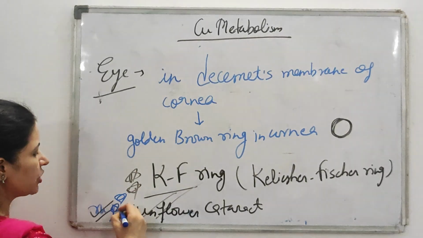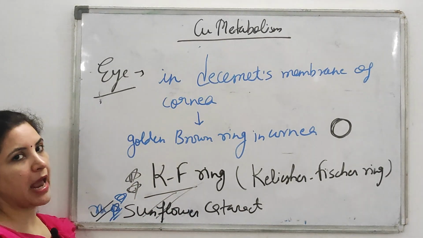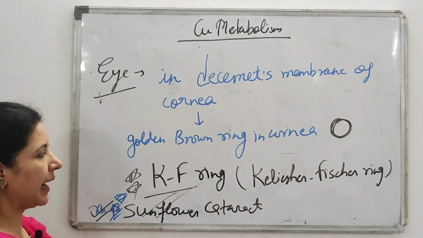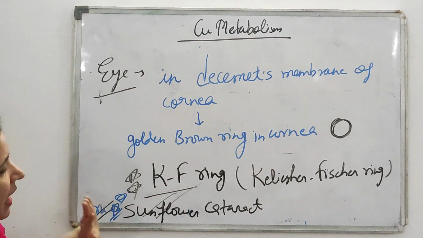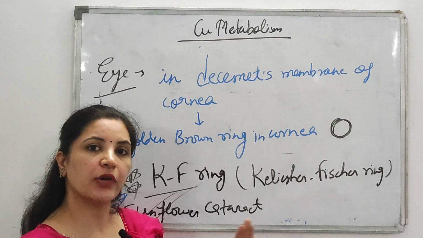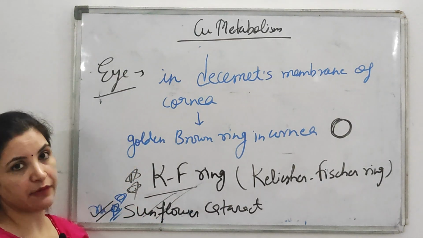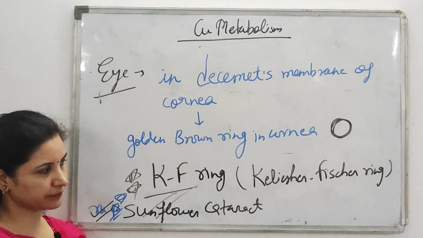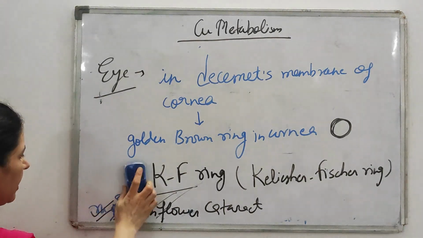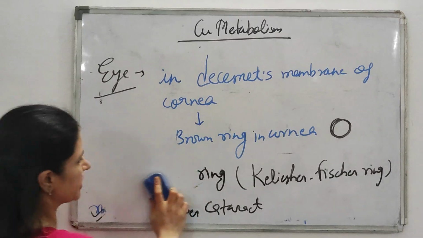So these two things you must remember for MCQs as well as your viva. In which disorder is the KF ring present? That is Wilson disease. And what kind of cataract is found in Wilson disease? A sunflower cataract is found in Wilson disease. Alright. So these are the clinical features of Wilson disease.